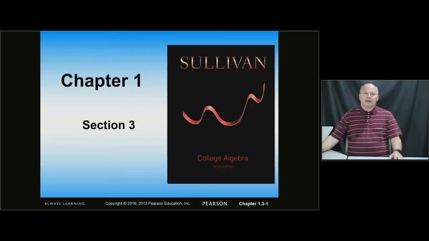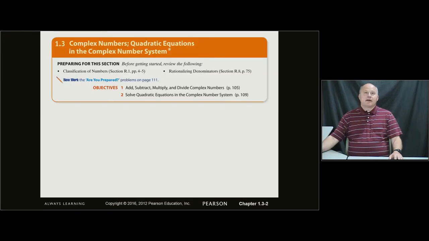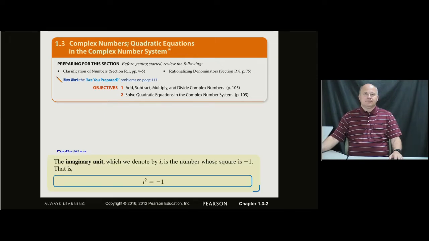Hello, we are in Chapter 1, Section 3. Today we're going to be talking about complex numbers, and in the second part of this section we're also going to be solving quadratic equations in the complex number system. But before we can do that, we have to understand what a complex number is.